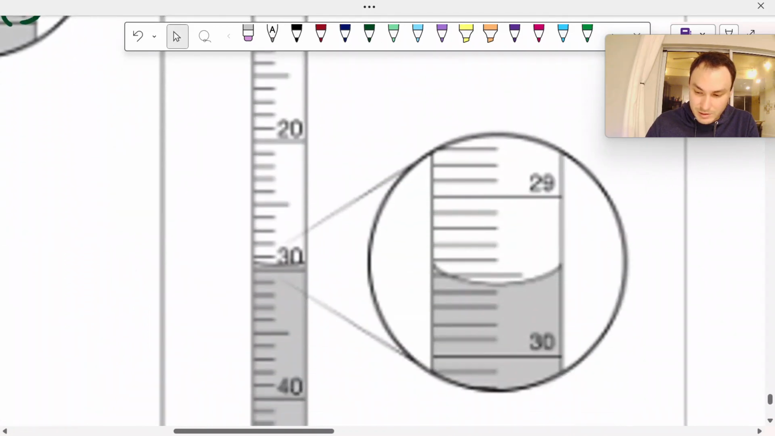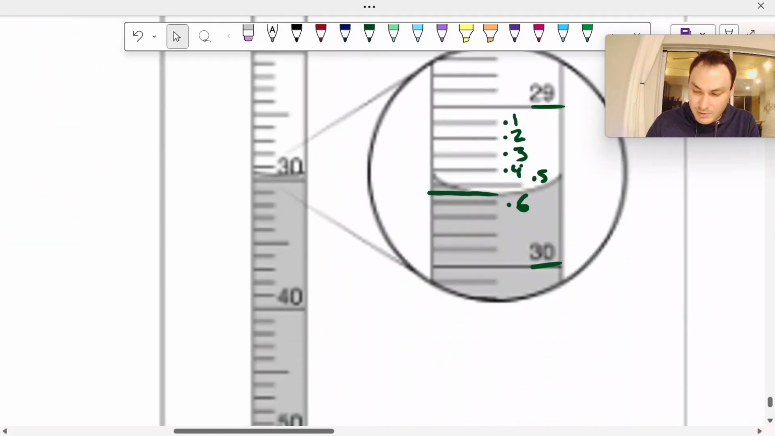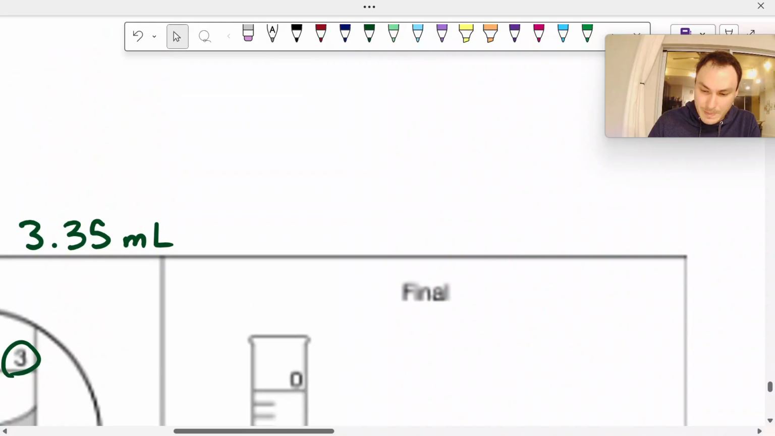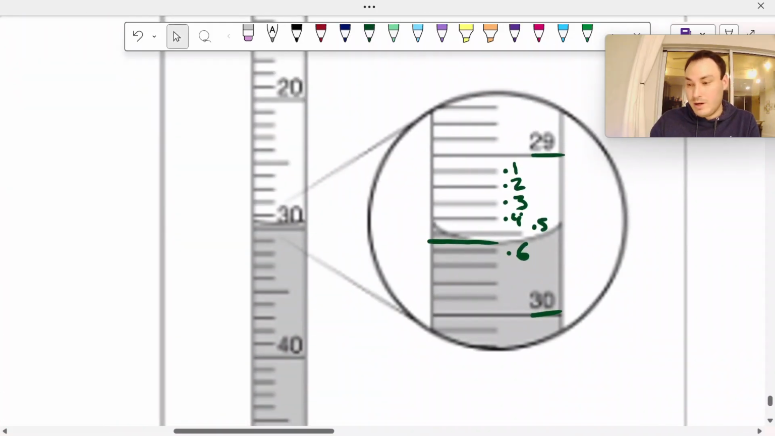On this one, we're in between 29 and 30: 29.1, 0.2, 0.3, 0.4, 0.5, 0.6. I would say we're like halfway in between 0.5 and 0.6. I would read this as 29.55 milliliters. For reading a burette, you can go halfway in between tick marks.